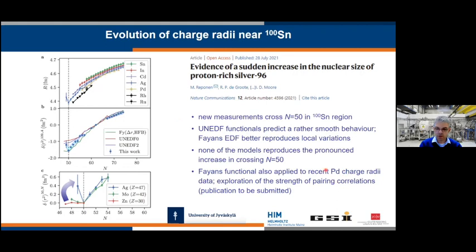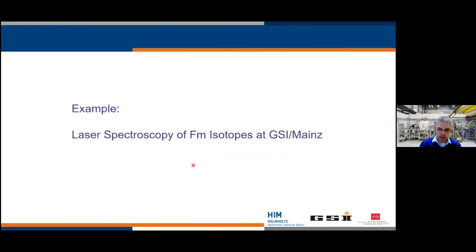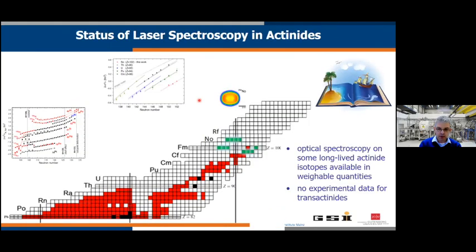There's also more work in Jyväskylä on palladium isotopes that will soon be published. Okay, now I will move to the heavy elements and show you some work that we have recently performed on fermium isotopes. This is now really the upper end of the nuclear chart, and you see there are not so many isotopes that have been studied. We have added a few here, the ones in green very recently.